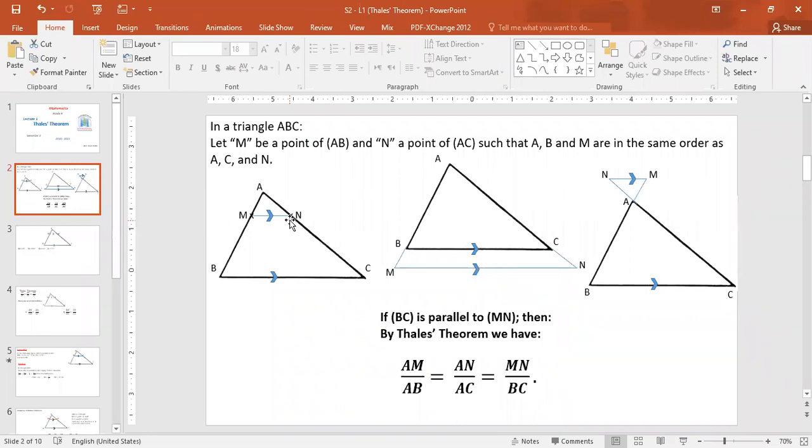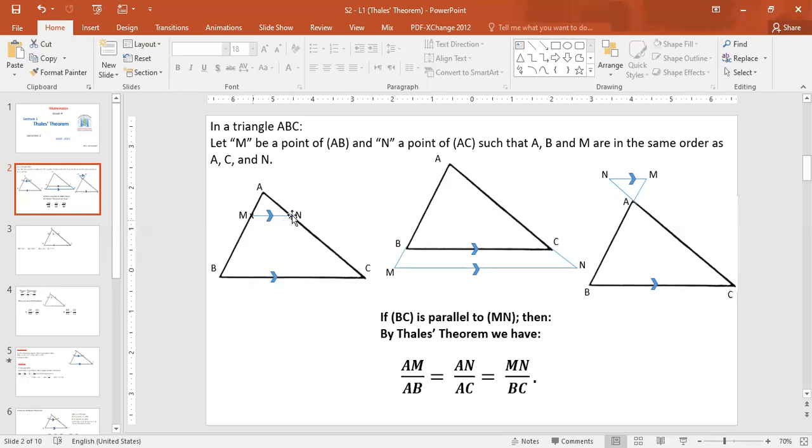Okay. So we have taken a point M on line AB, between A and B, as you can see, and N is taken on line AC, between A and C. And when we take the 2 points M and N, there is a condition. We should take M on AB and N on AC in the same order. What do we mean by the same order? If we take M between A and B, also we should take N between A and C.